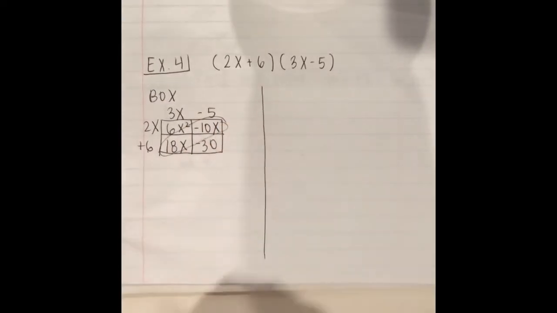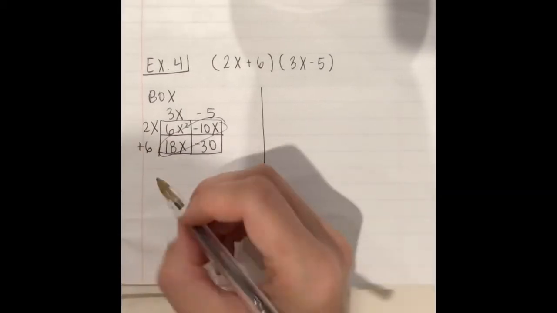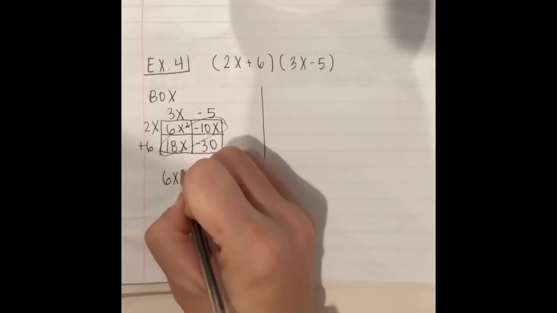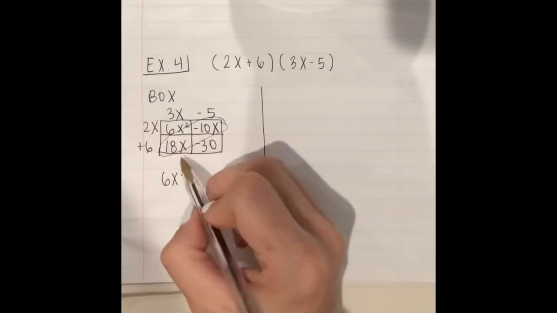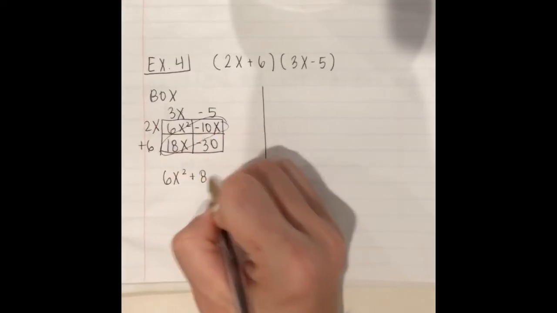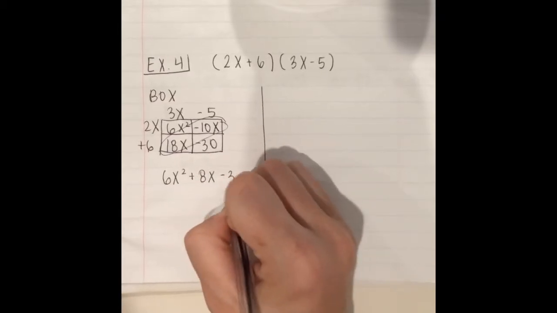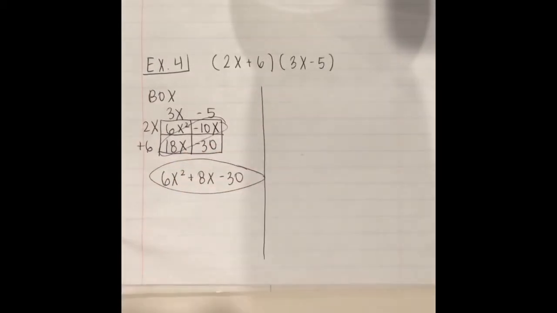You have like terms on that diagonal. So we get a 6x squared. 18x minus 10x gives you a positive 8x. And then minus 30. Okay.